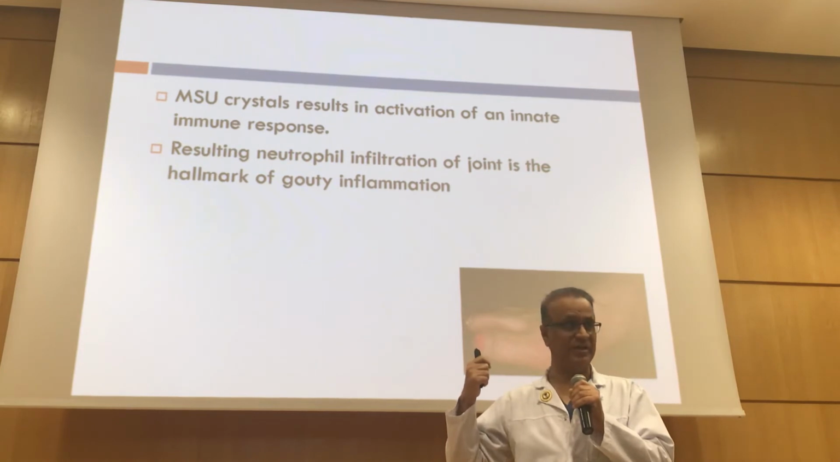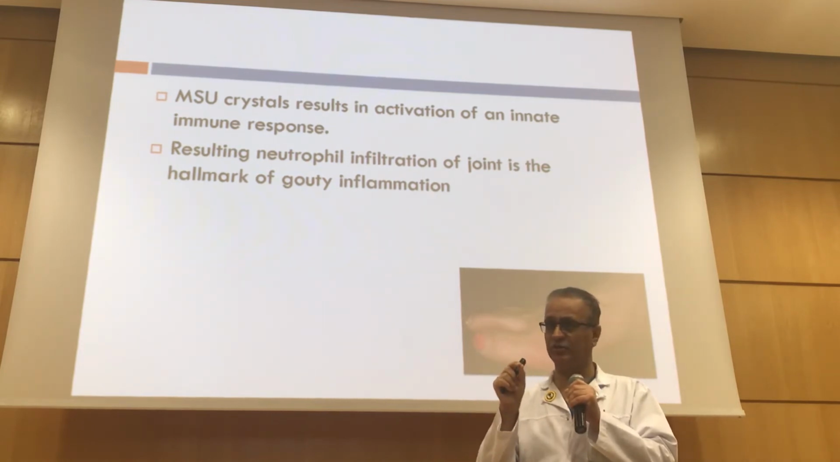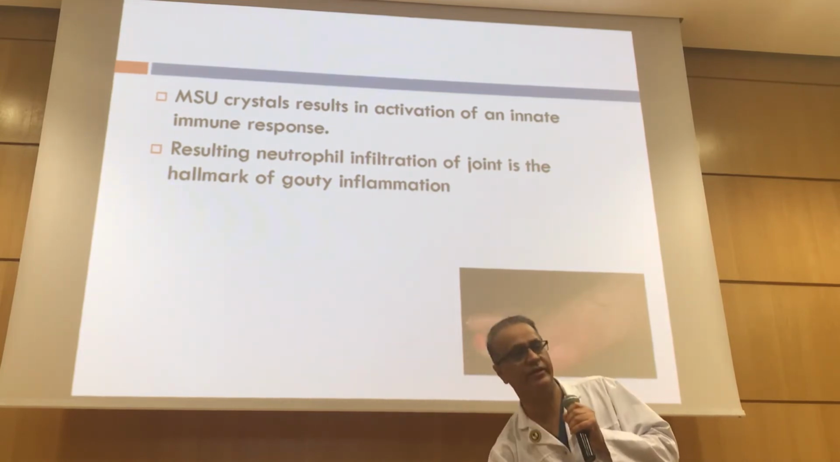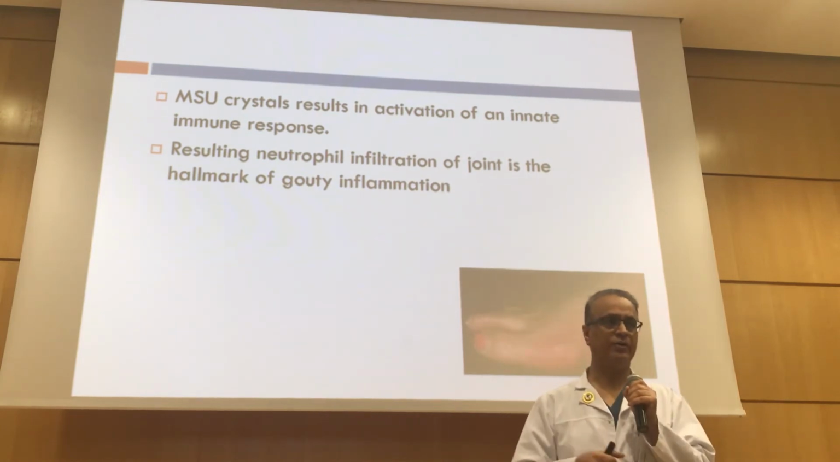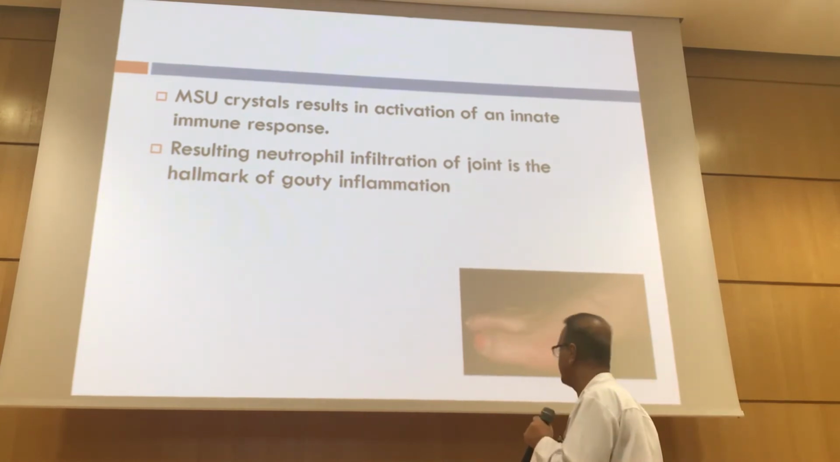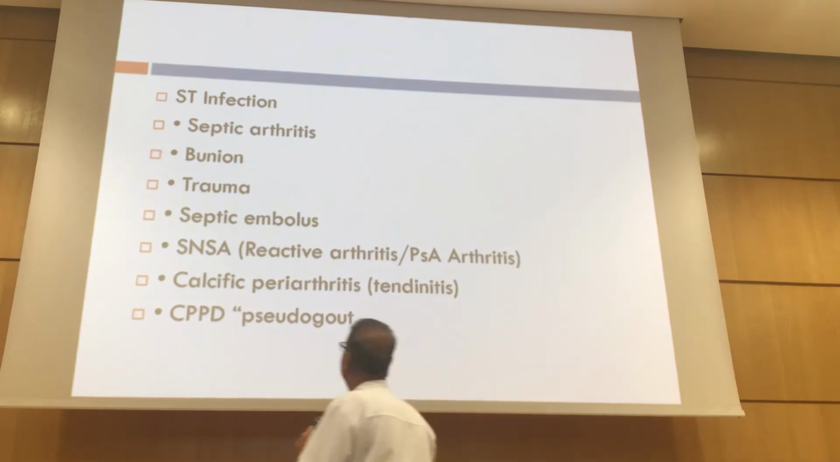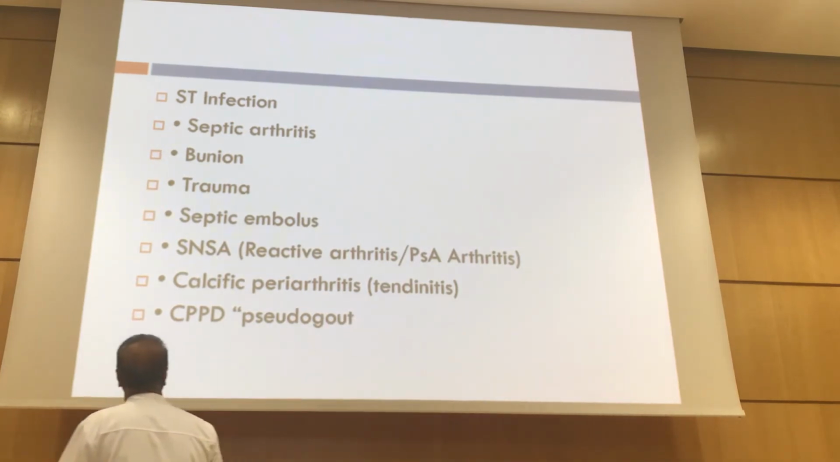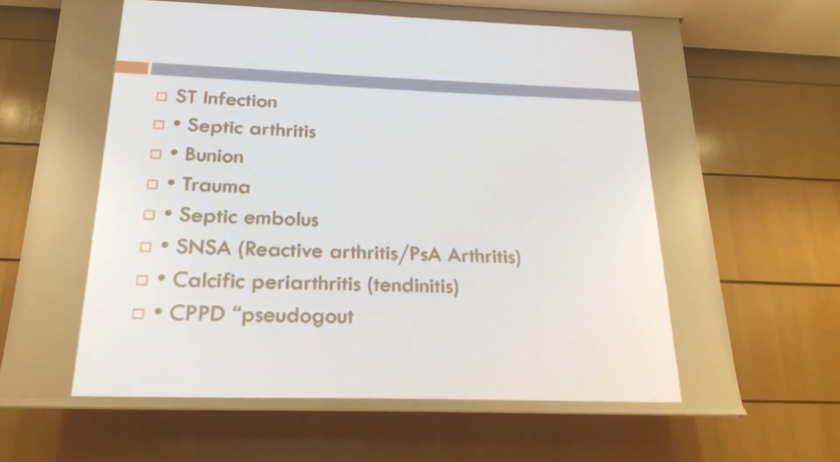Psoriatic arthritis. I know this is a very small space, unlikely to get infected, but assume this is the knee joint. I should think about psoriatic arthritis. Okay. Remember the differential diagnosis I listed for you here. Can someone read them for me? Go ahead. Septic arthritis, bony trauma, septic embolus, SNSA, calcific periarthritis, and CPPD.